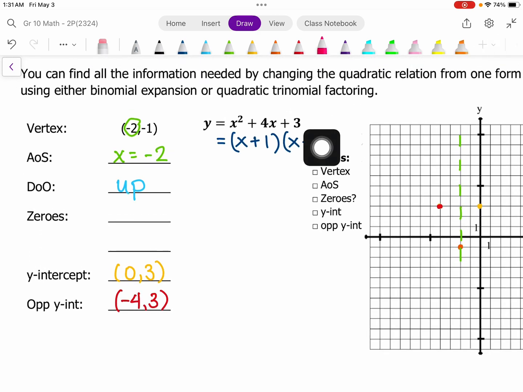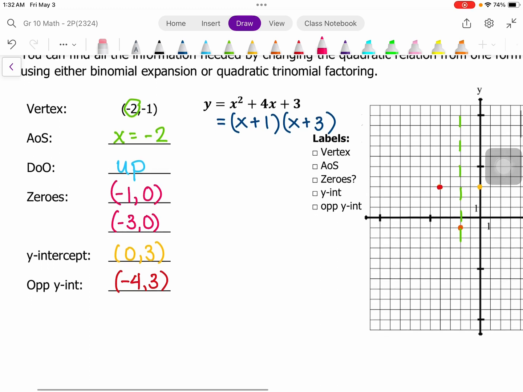So remember, for our zeros, the bracket needs to equal 0. So something plus 1 is equal to 0. That happens when x is equal to -1. Or when x plus 3 is 0, and that happens when x is -3. So -3 plus 3 is equal to 0. So -3 and 0 is our other zero.